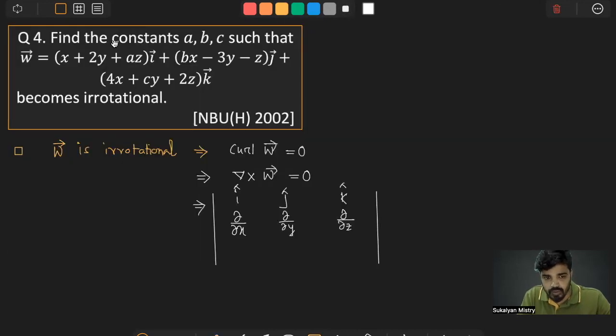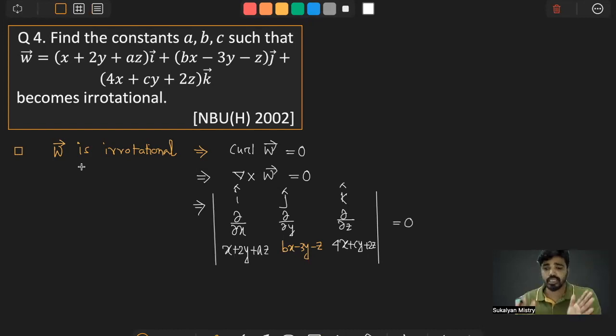So what is f1? This is f1: x plus 2y plus az. Next term, what is f2? bx minus 3y minus z. Take next, f3. What is f3? f3 is 4x plus cy plus 2z. So that is equal to 0.